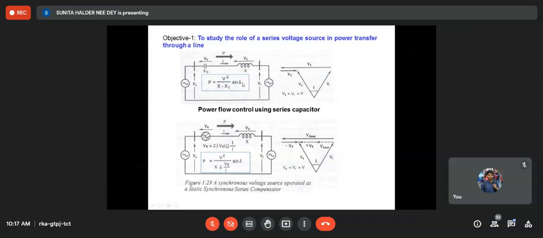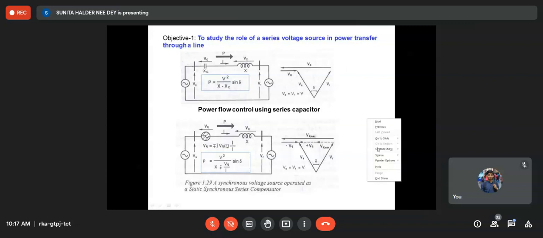So actually what is happening? This capacitive voltage drop is compensating the inductive voltage drop. So the effective voltage drop is decreasing. That's why the effective reactance is decreasing. So we can improve the maximum power transfer through the line, or power transfer through the line at any angle. But the problem of the capacitor is there may be resonance, series resonance, and that may lead to unstable conditions in the system. So that may be overcome using series voltage injection.